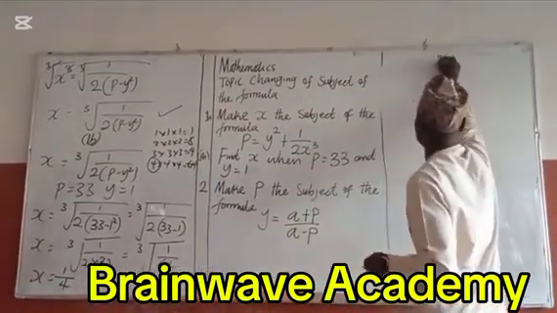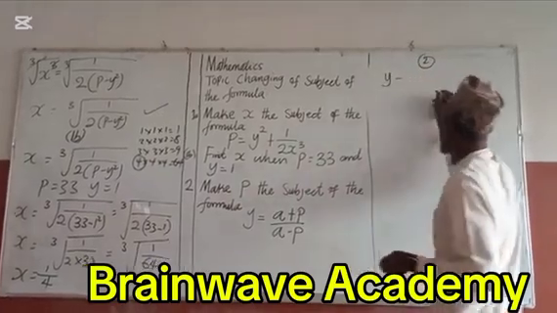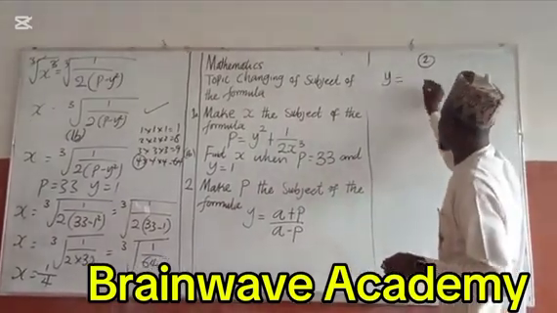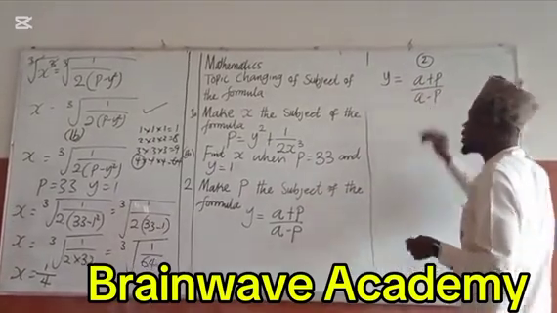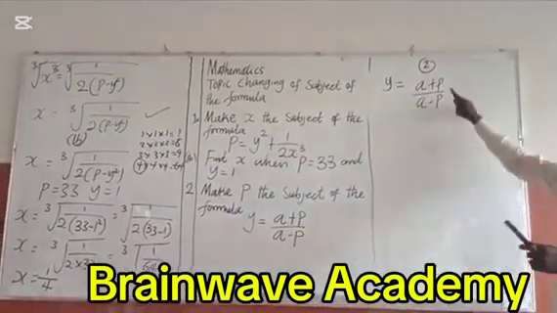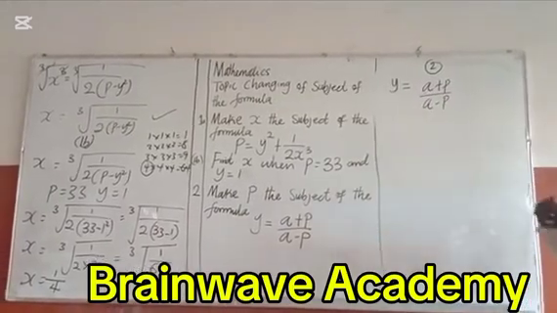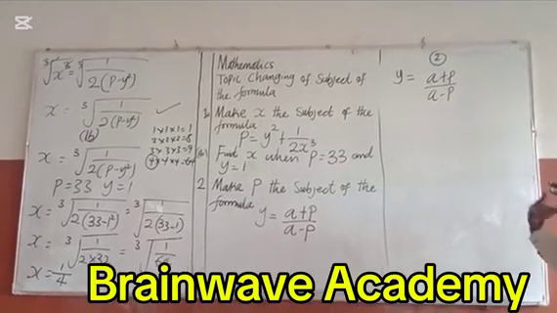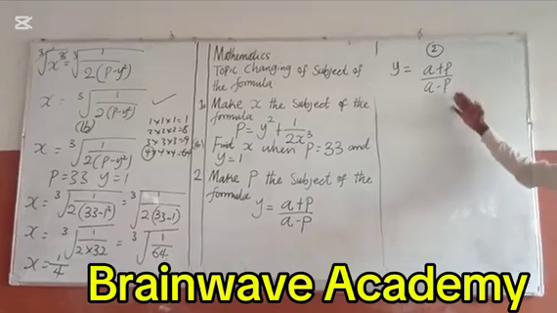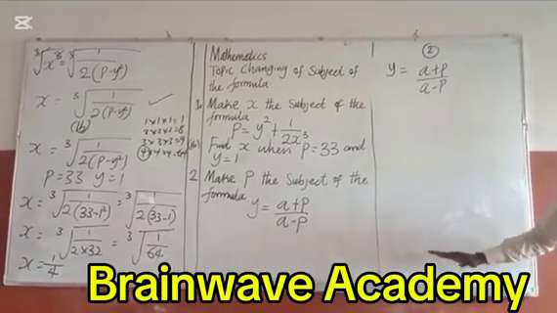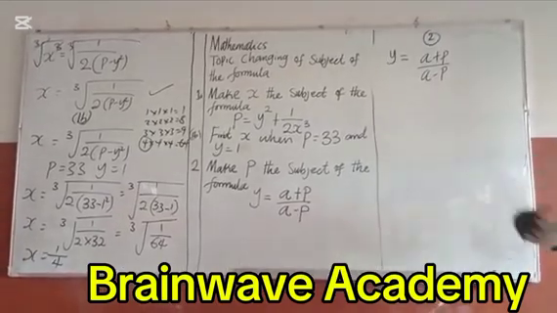So, number 2, we have the relationship between Y, P, and A given as Y is equal to A plus P all over A minus P. We are looking for P, and P is attached to A here and also here. So what you have to do is find a way to remove P out of it. The steps we are going to use to solve this question are very few, so we are not going to go as far as in the first question.